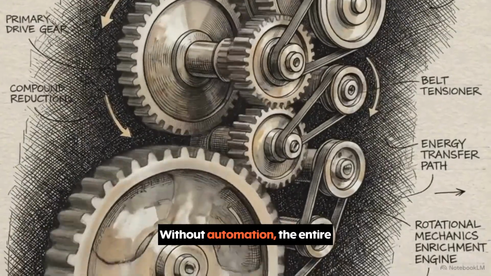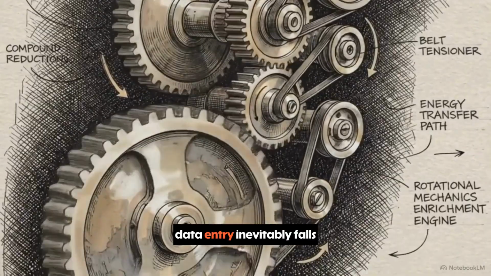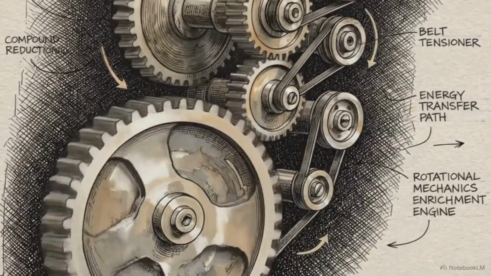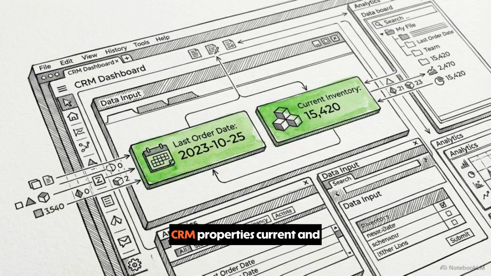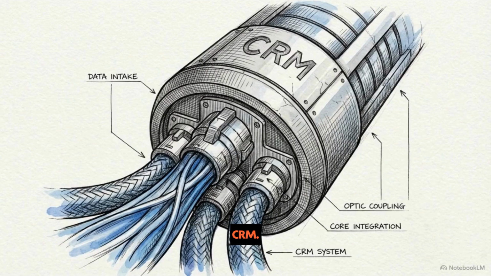Phase 4 is the Enrichment Engine. Without automation, the entire protocol will fail within 6 months, as manual data entry inevitably falls behind. You need a governing layer to keep your CRM properties current and the system metabolizing. Teams with advanced data stacks route specialized external platforms directly into the CRM.